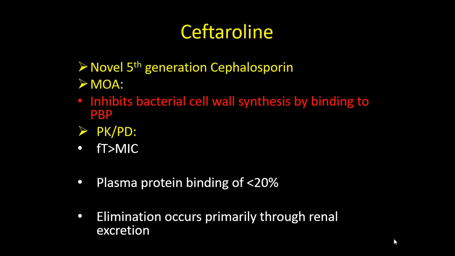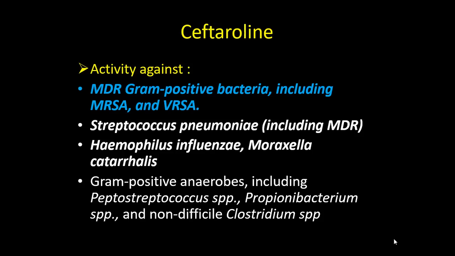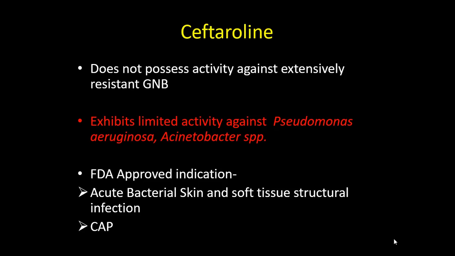Protein plasma binding is less than 20% and it is eliminated through renal excretion. Ceftaroline covers gram-positive bacteria, especially MRSA and vancomycin-resistant Staphylococcus aureus, and Streptococcus pneumoniae and Haemophilus influenzae. So community-acquired pneumonia gram-positive coverage is excellent, and gram-positive anaerobes include Peptostreptococcus and Propionibacteria. It does not possess any activity against gram-negative bacteria.